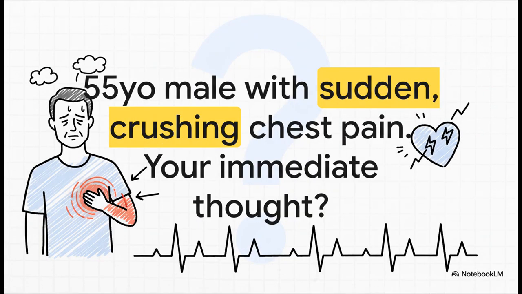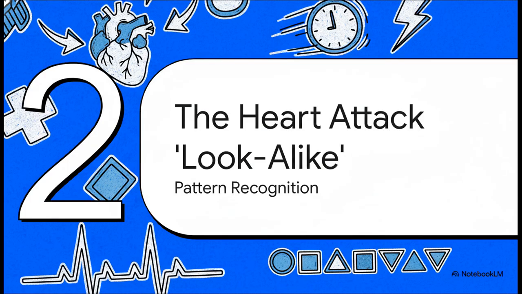So here's the scenario. You've got a 55-year-old man, crushing chest pain shooting down his left arm. He's sweaty, he's anxious. I mean, this is textbook stuff. Your brain is practically screaming a diagnosis at you. What is it? For pretty much all of us, the first thought is heart attack. And that immediate thought, that's your brain doing what it does best, taking a shortcut. You see a pattern and it just screams myocardial infarction.